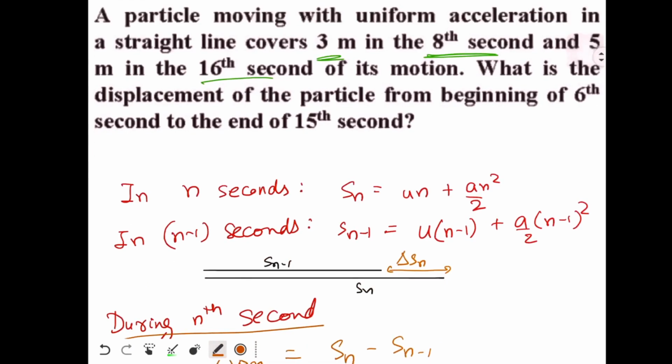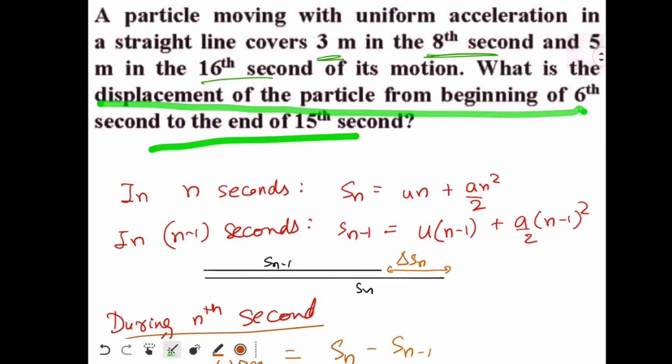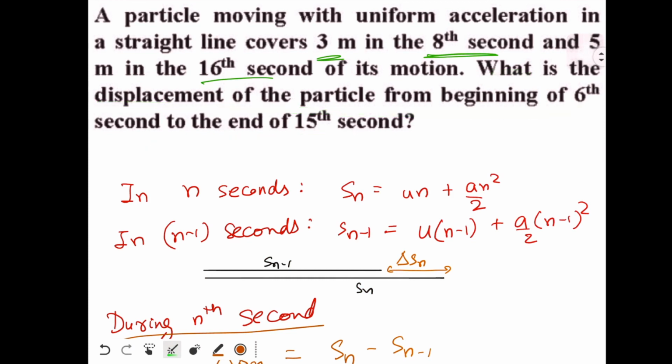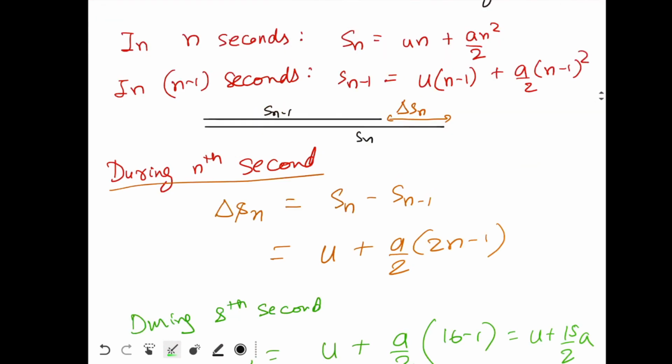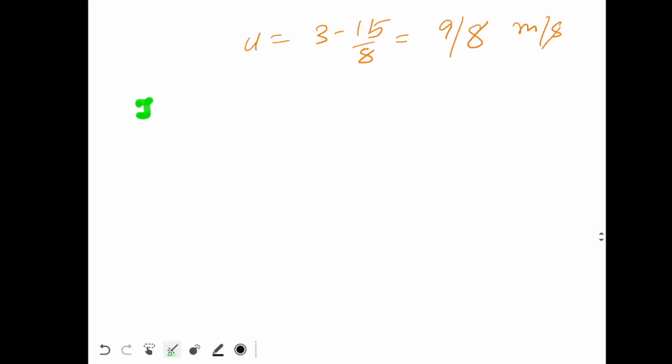Now in the question they're asking what? What is the displacement of the particle from the beginning of the 6th second to the end of the 15th second? So first of all, what is the meaning of the beginning of the 6th second? The beginning of the 6th second means the end of 5 seconds. So I need to find the displacement in 5 seconds, the displacement in 15 seconds, and subtract them. So in 5 seconds, what is my displacement?